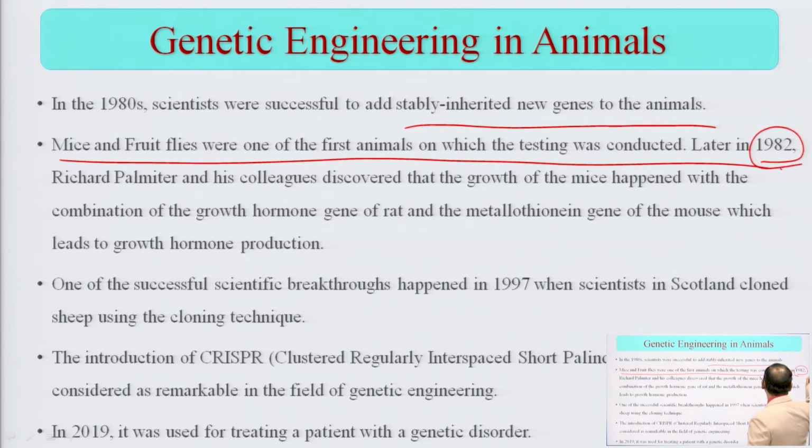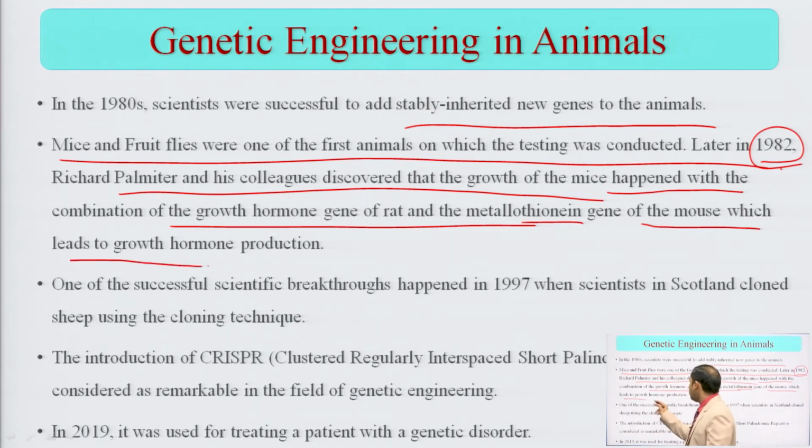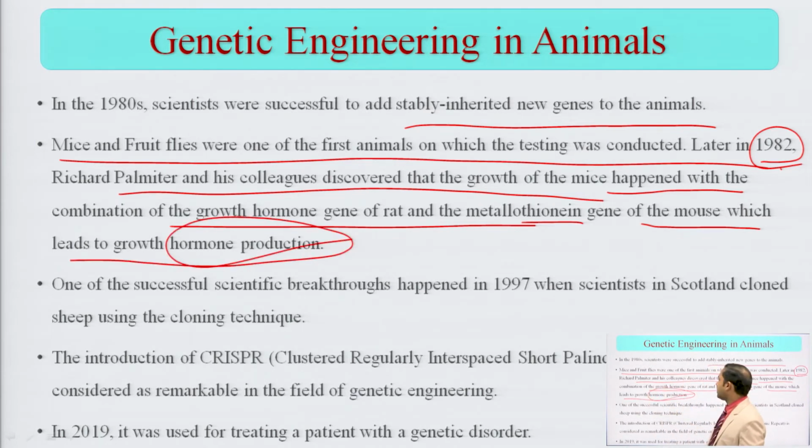Later in 1982, Richard Palmiter and his colleagues discovered that the growth of the mice happened with the combination of the growth hormone of the rat and the metallothionein gene of the mouse, which led to the growth hormone production. This led to the development of a new area in the field of hormone research.